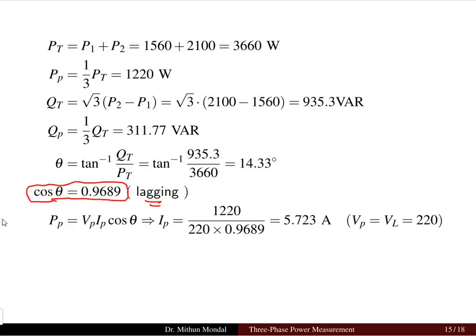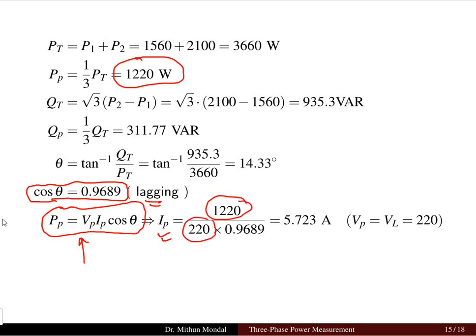We have to estimate the per phase current, which we can obtain from the per phase power formula. So power is VI cos phi. We can estimate the current by rearranging this equation, where the per phase power we have computed is 1220 watt, and the voltage 220 volt is the line voltage, which is equal to the phase voltage because it is a delta connected load. So we have 220 volt. Now cos theta, which is the power factor, we have got 0.9689. So the current we are getting is 5.723 ampere.